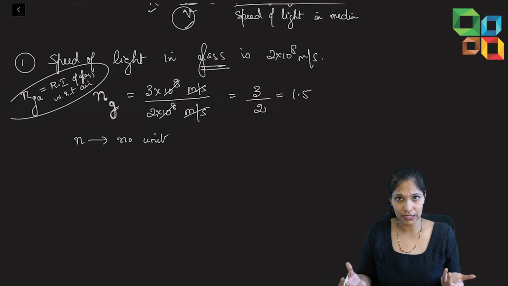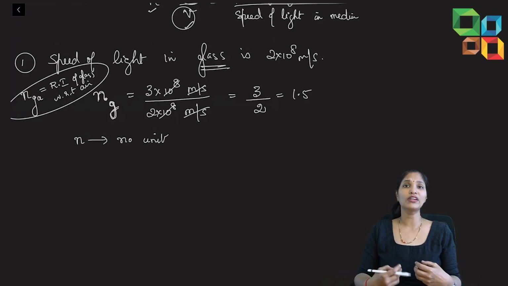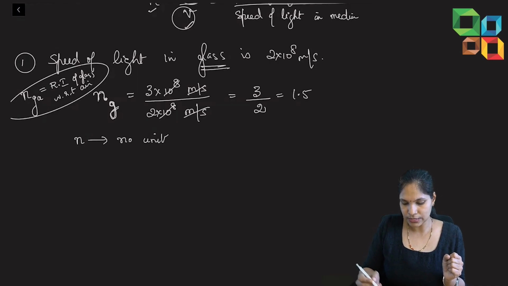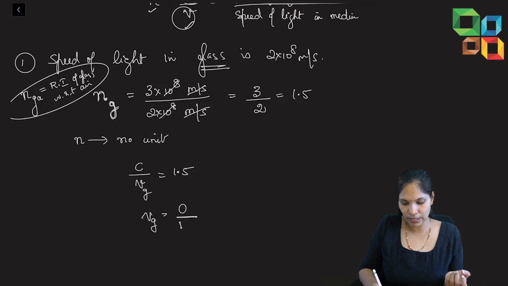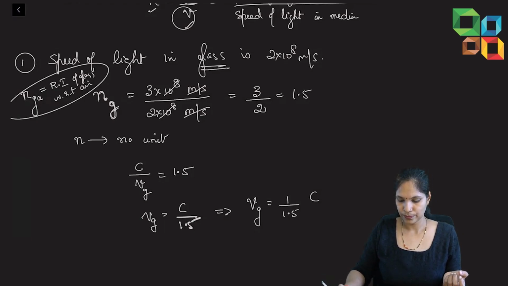Okay, so what is the real meaning? I got refractive index of glass as 1.5. So what does the value tell you? See, very interesting. You know, Ng, refractive index of glass, is speed of light in vacuum to the speed of light in glass, and you got that value to be 1.5. So if I write it like this, speed of light in glass is C divided by 1.5. So what does this tell you? It tells us that speed of light in glass is 1 by 1.5 times the speed of light in vacuum.